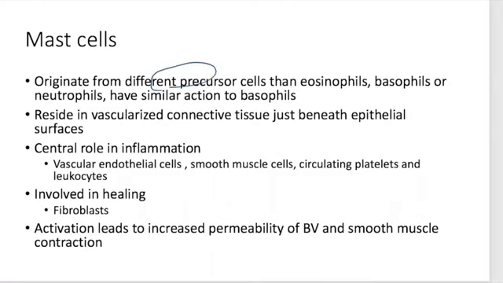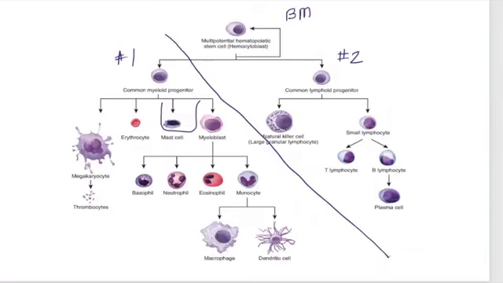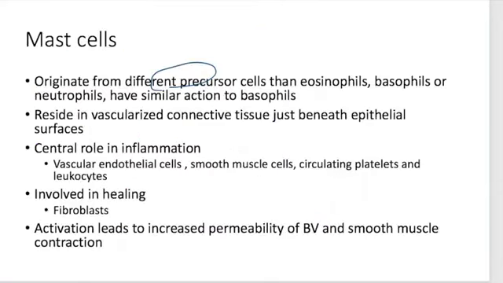If we go back to our flow chart here, you can see here that mast cells come right off of the common myeloid progenitor. They do not stem from the myeloblast, which is what we get the rest of our major white blood cells from. They originate in the bone marrow, from which they migrate in an immature form into tissues.